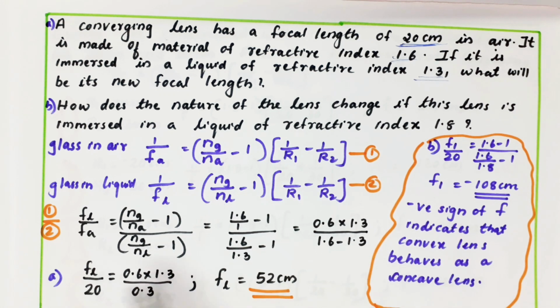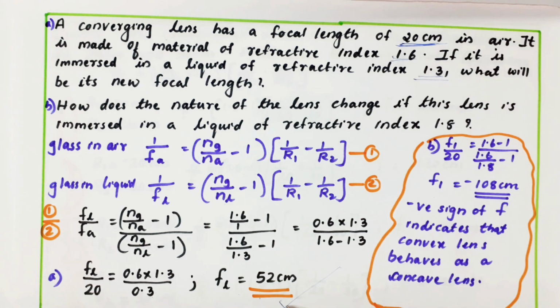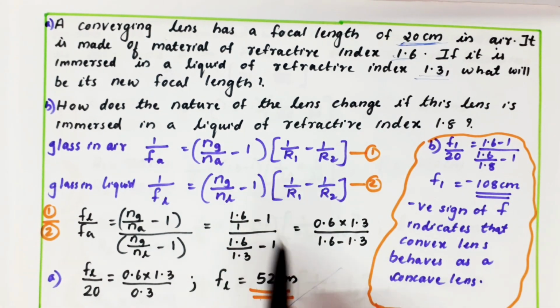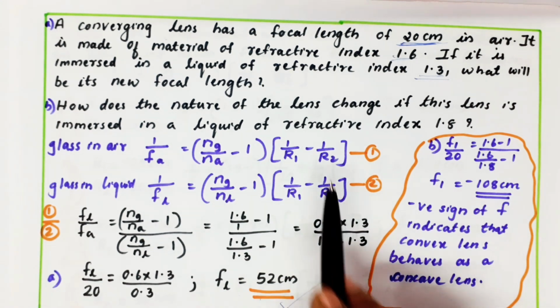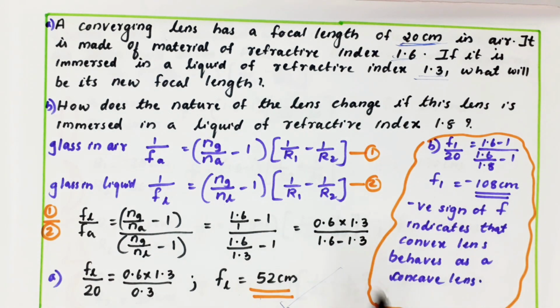Substitute. Then what we are doing, Fl we don't know. F air they gave 20. Fl by 20 is 0.6 into 1.3 by 0.3. Same terms get cancelled. I'll get Fl equal to 52 centimeter. What happened to your focal length? It is getting increased. So this type of question, lens immersed in a liquid, means very simple. Apply your lens maker's formula 2 times. When we are doing it like this, unknown terms and all are not required. They get cancelled. We need only the refractive index of the mediums.